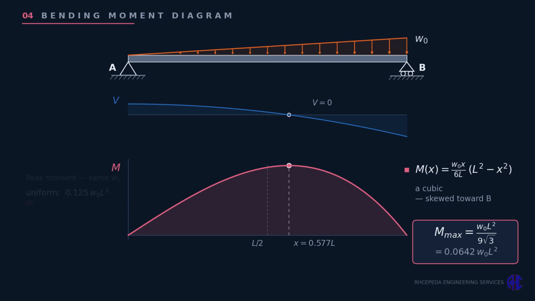Compare that with W0 L squared over 8, or 0.125, for a uniform load of the same peak intensity. The triangular load produces about half the moment, and it peaks off-center.